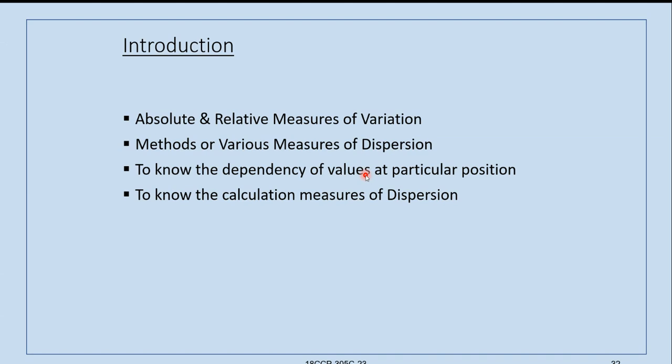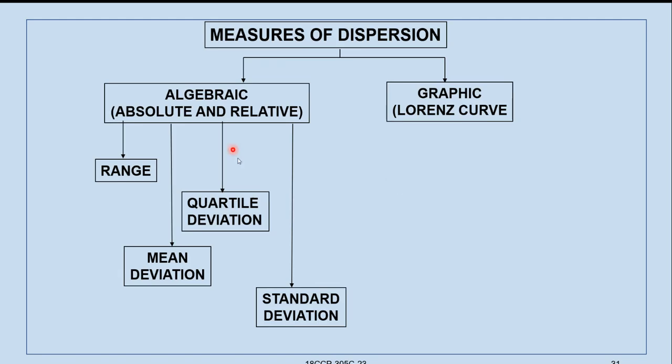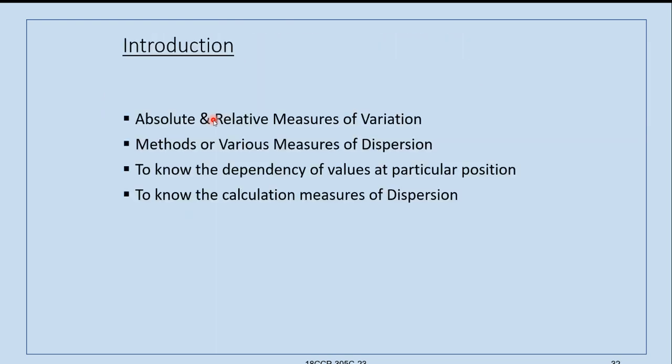Absolute and relative measures of variation. There are absolute and relative measures of variation. That is this one, first one, this one. Methods of variation, the methods are various measures of dispersion. What are the different methods? We know what the absolute and relative measures are, and what the different measures of dispersion are, and to know the dependency of values at a particular position, and to know the calculation of measures of dispersion.